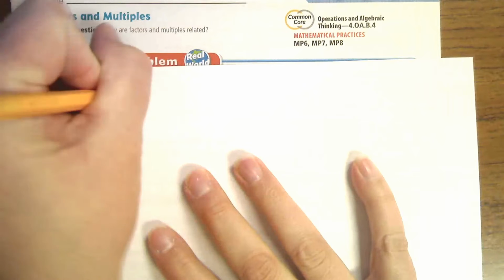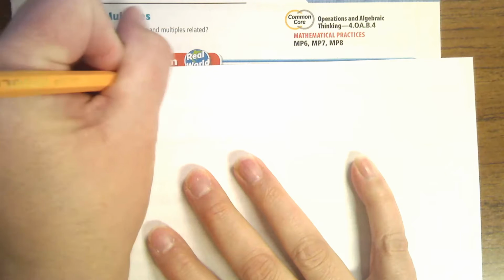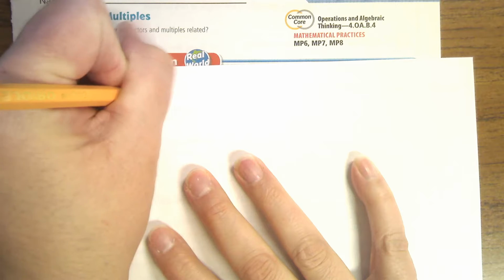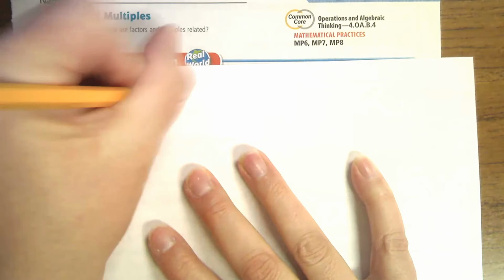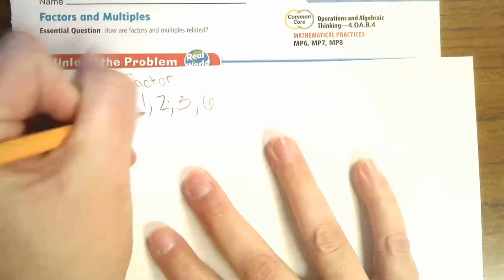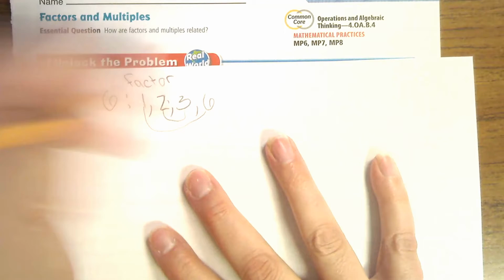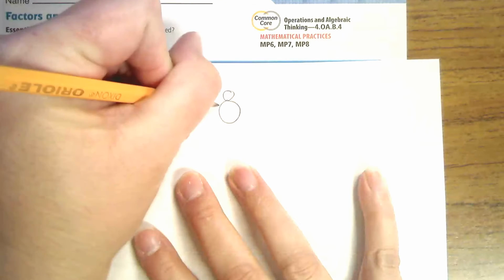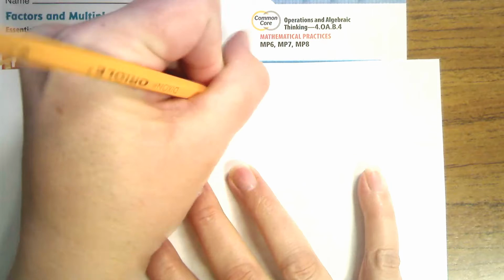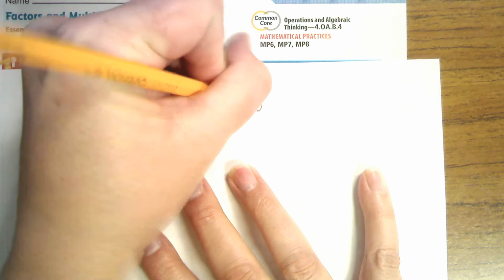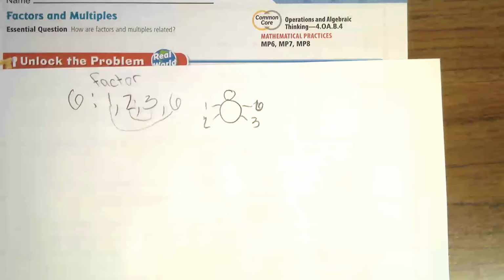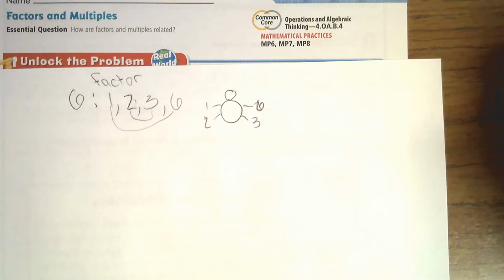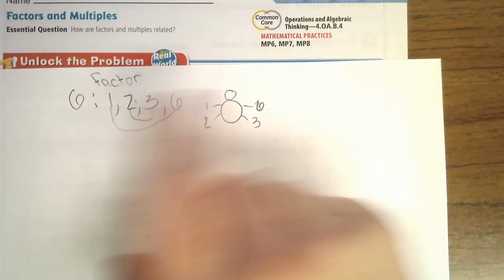6, and we're looking at factors. So 1 and 2 and 3 and 6. So 1 goes to 6, 2 goes to 3. I have them all. Or there's the factor bug. 1 and 6, 2 and 3. Each side has to have equal legs. So factors are two numbers you multiply together to get the number we're looking at.